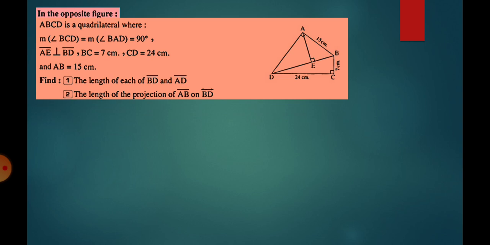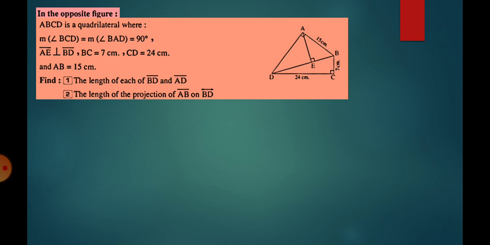ABCD is a quadrilateral. Measure of angle BCD equals measure of angle BAD equals 90 degrees. AE is perpendicular to BD, BC is 7, CD is 24, AB is 15. Number 1, find the length of each of BD and AD.